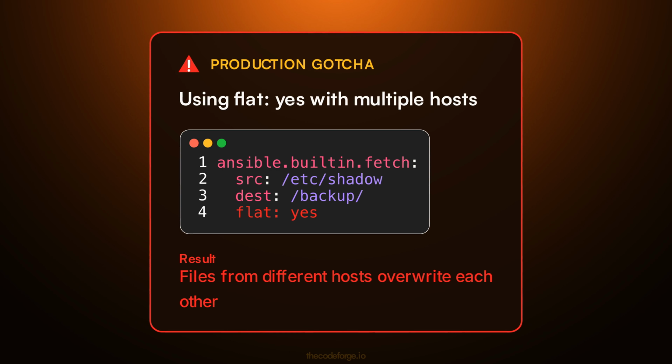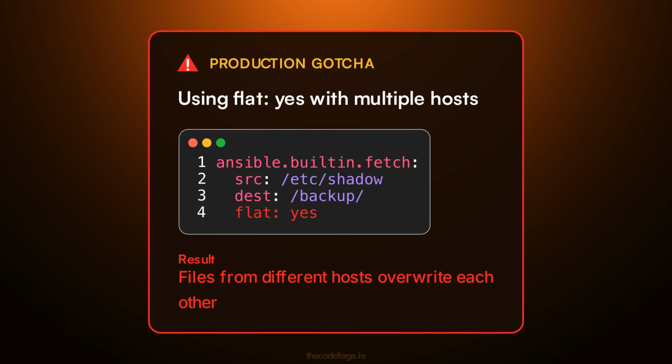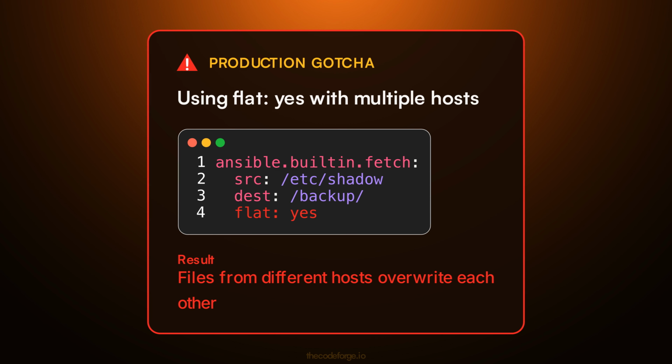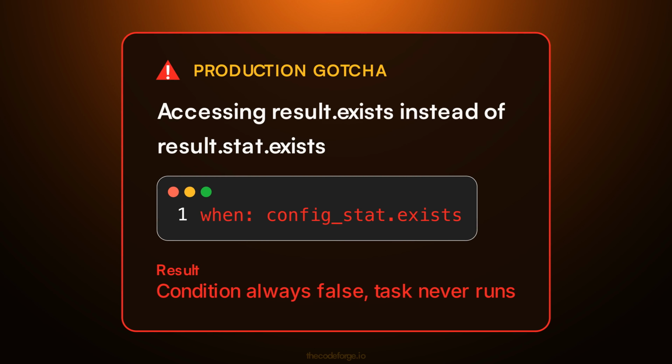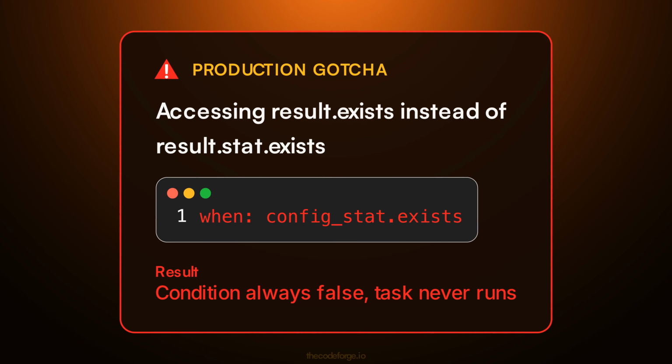When using flat: yes, files from different hosts with the same name will overwrite each other. Always use flat: no or include the hostname in the dest path, e.g., dest: backup/{{ inventory_hostname }}/.